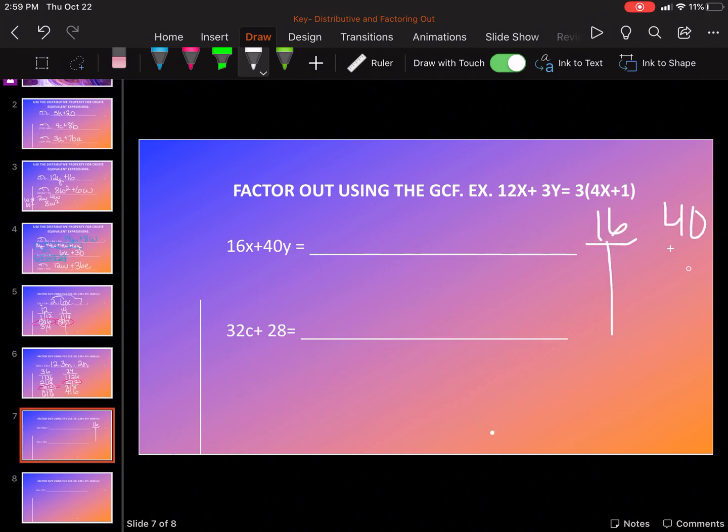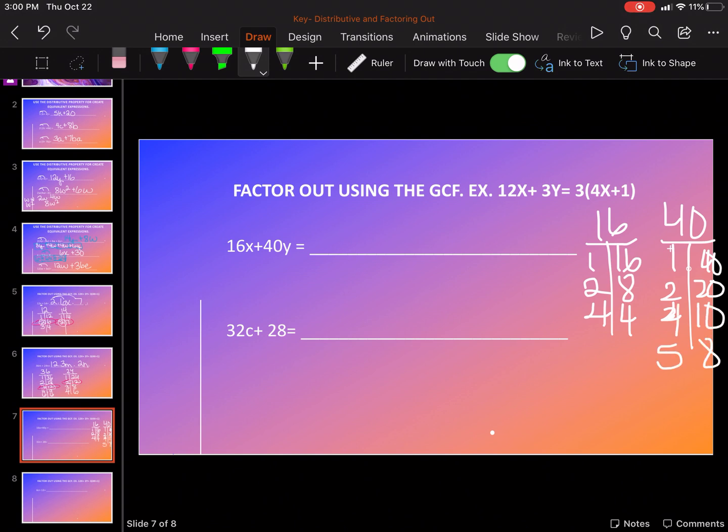16 and 40, 1 and 16, 2 and 8, 4 and 4, 1 and 40, 2 and 20, 4 and 10, 5 and 8, and our GCF is 8. 8 on the outside, 2x plus 5y. 8 times 2 is 16. 8 times 5 is 40.